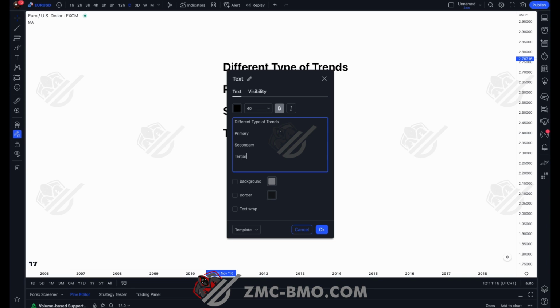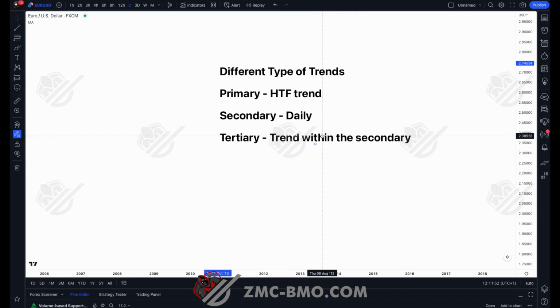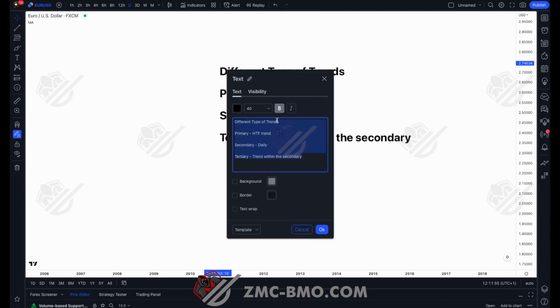So the primary trend is basically just a high time frame trend, like the weeklies sort of moves. The secondary tends to be the dailies. There are no specifics as to what time frame, but you can kind of gauge it, which I'll show you with some live examples as well. And then tertiary is like the trend within the secondary trend. That would be good for the intraday traders, the ones that want to get in and out within a day, basically.